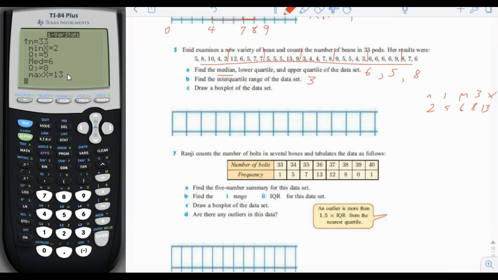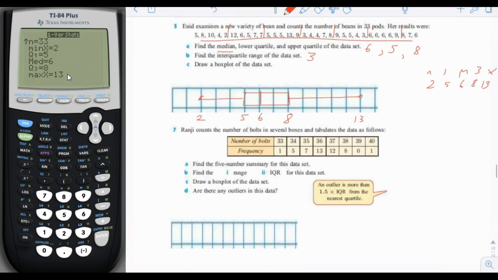So, let's see, we're going to have 2, 3, 4, 5, 6, 7, 8, 9, 10, 11, 12, 13. Okay, so the box plot's going to have a median of 6, Q1 and Q3 of 5 and 8, and then the minimum at 2 and the maximum at 13. So that's it.